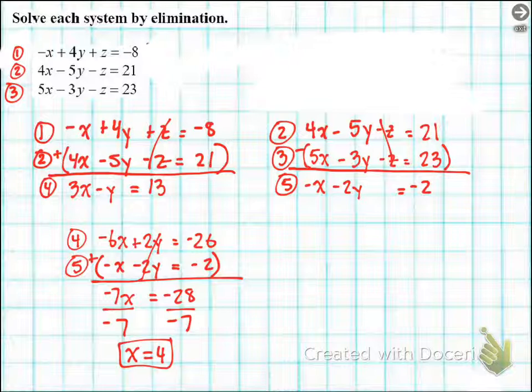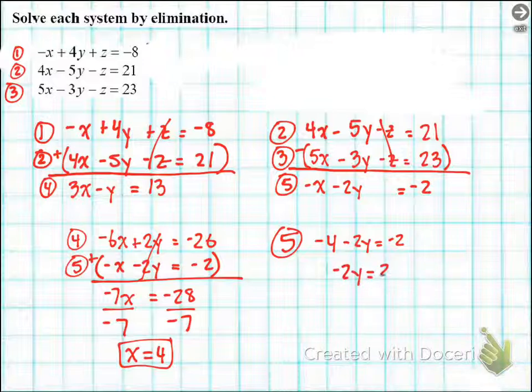So going back to 5, it's going to be negative x, so it's going to be a negative 4 minus 2y is equal to negative 2. So we got negative 2y is equal to positive 2. So y is equal to negative 1.